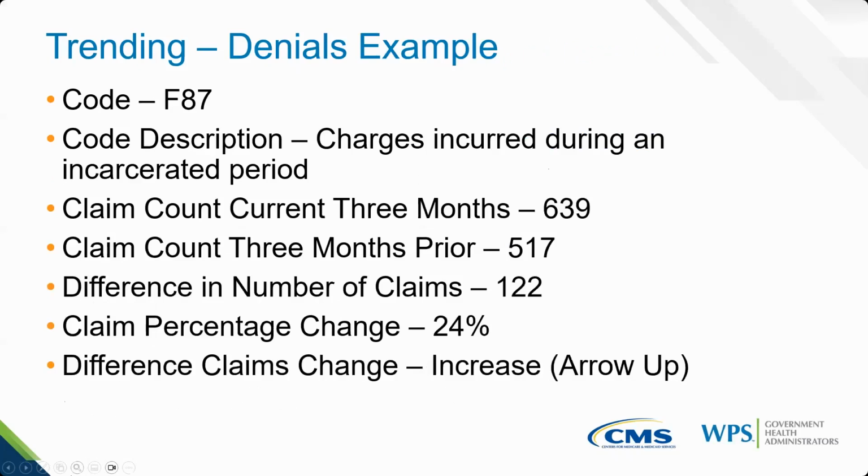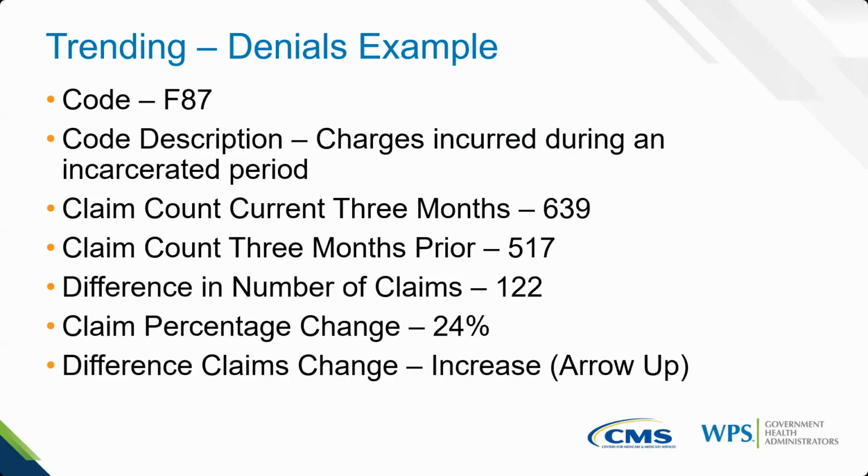This is the example. The code is an internal code we use to pull that's assigned to the reason for that denial. This is an F87. That means charges incurred during an incarcerated period. We can see a claim count the last 3 months was 639. Claim count for 3 months prior was 517 for that F87, the reason code.